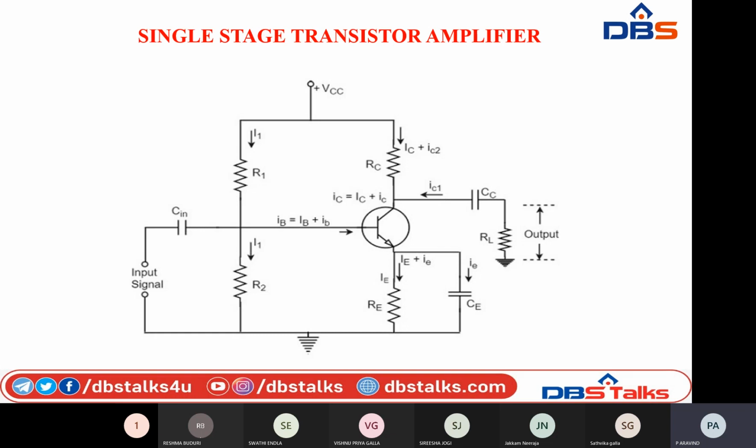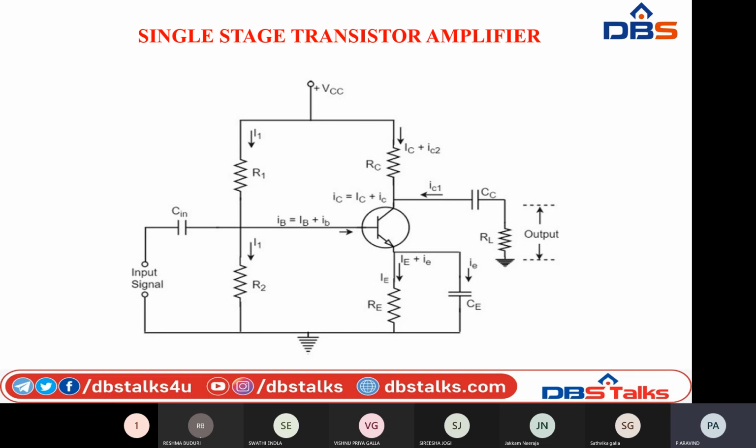Actually, the collector current is beta times the base current, right? You know that IC equals beta into IB. Collector current is beta times the base current. When the collector current increases, the voltage drop across the resistor also increases. So the output is taken at the collector.